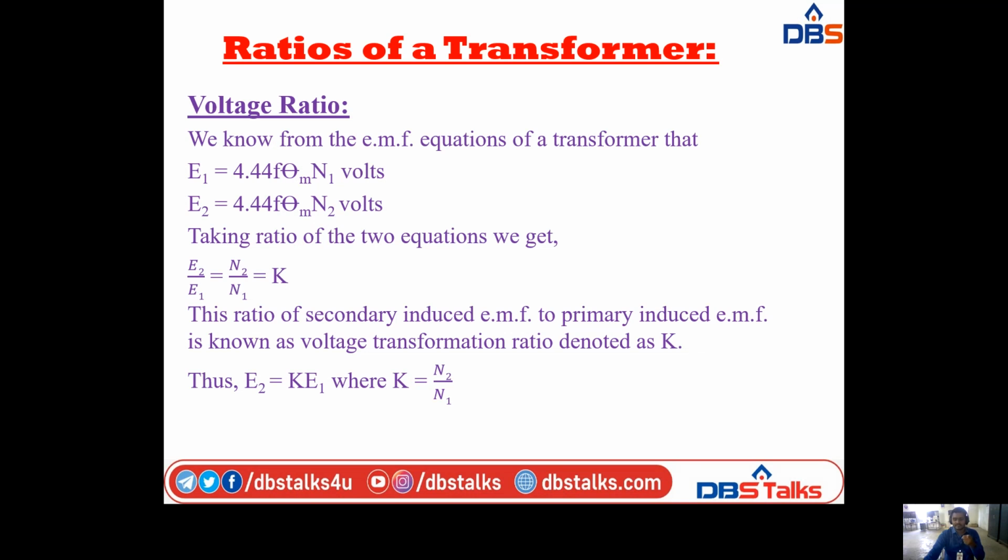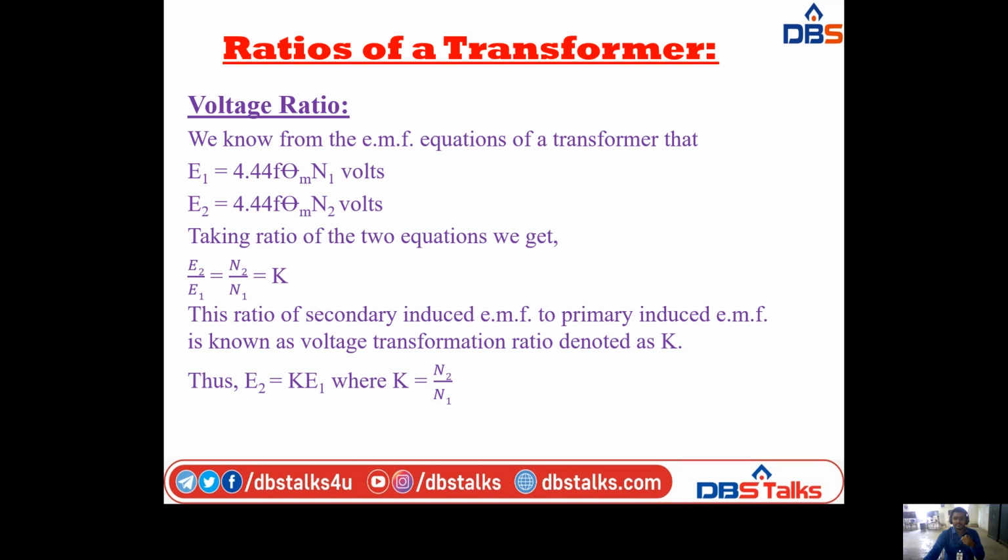The voltage transformation ratio is denoted as K. Thus from this I am writing E2 is equal to K into E1. That means E2 by E1 is equal to K, that means E2 is equal to K into E1.